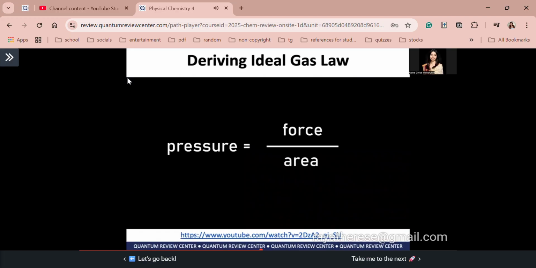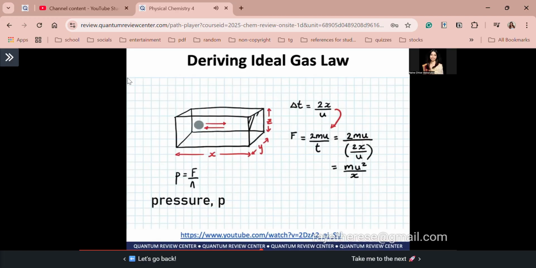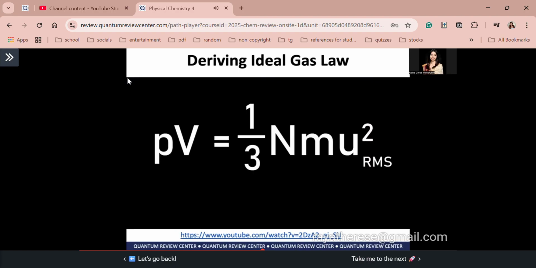But by definition, pressure is force over area. The cross-sectional area of this container is y times z. But the volume of this whole container of gas is equal to xyz. The equation for pressure now reduces to the mass times the speed squared divided by volume. This is beginning to look a lot like the kinetic theory equation that we're trying to derive. But where has the factor of a third come from?